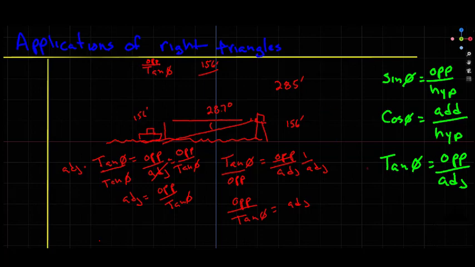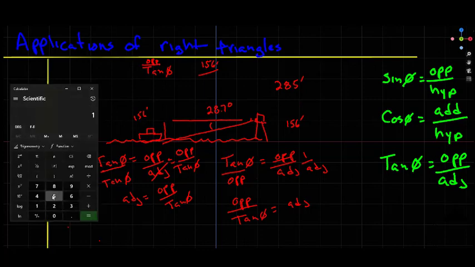Let's just go back and figure it the other way. So we're saying that the adjacent side is 285 feet. So let's take the opposite over the adjacent, and let's see if we can come back with that same angle again. So I'm going to do 156 divided by 285.